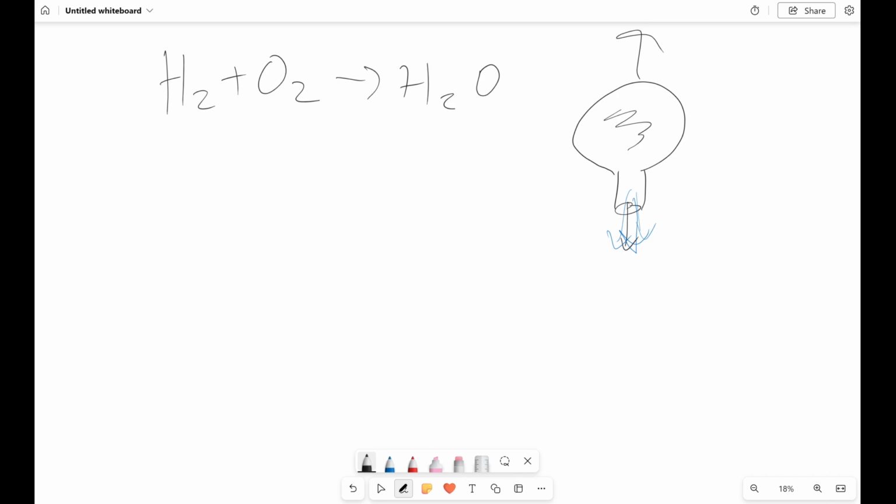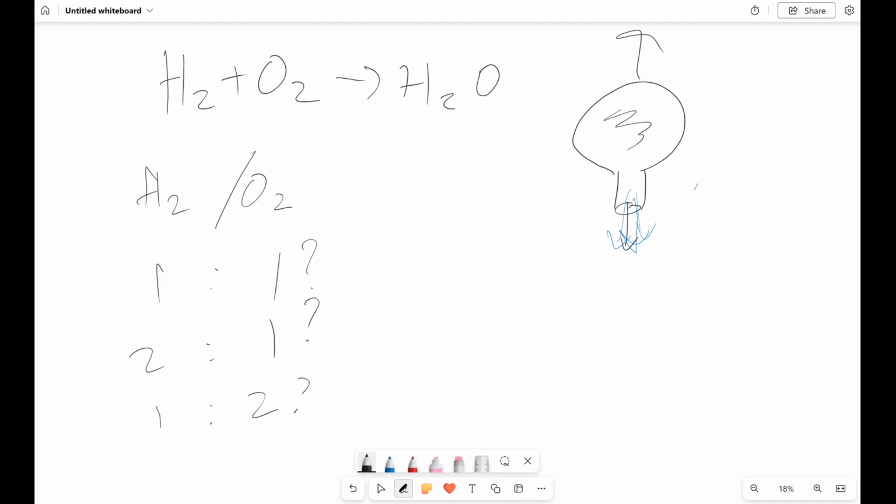So what will be the best amount of hydrogen gas and oxygen gas to mix to get the maximum distance? Would it be a 1-to-1 ratio? Maybe a 2-to-1 ratio? Maybe a 1-to-2 ratio? We can figure out what the ideal ratio would be.